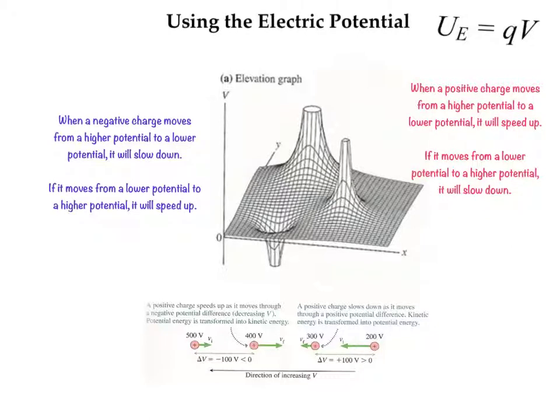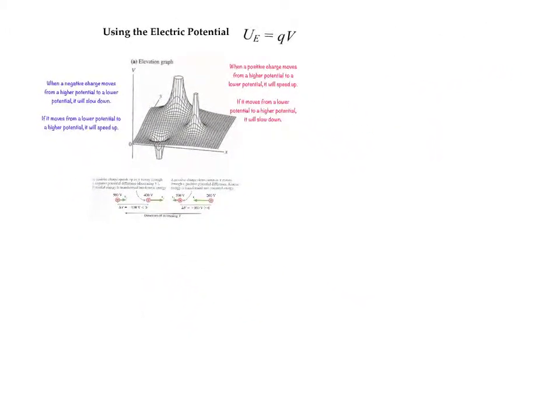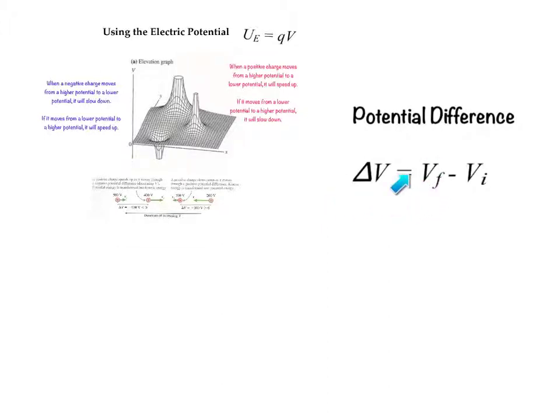Now, all this moving from higher potential to lower potential business can get cumbersome if we try to keep terming it that way. So we give it a name so that we know what we're talking about. We call it moving through potential difference, which is really just the change in electric potential from one point around a charge to another point. And we give the potential difference the symbol delta V, which really just means we're going to take a final electric potential minus an initial electric potential. That's our potential difference. The potential difference between two points is also often called the voltage.